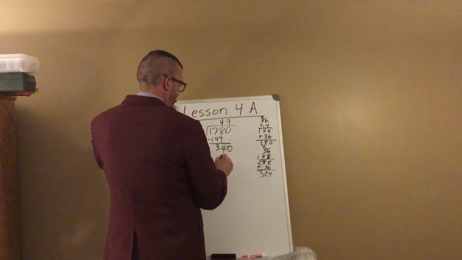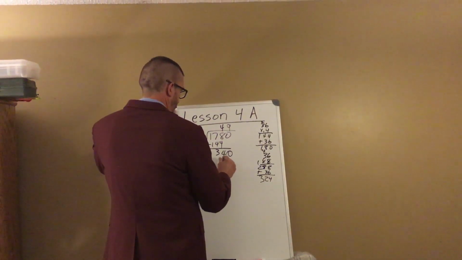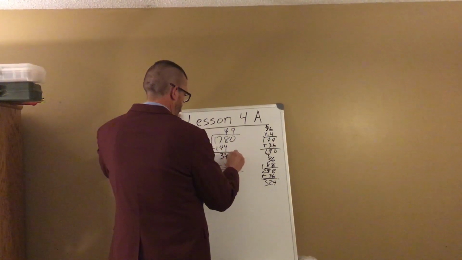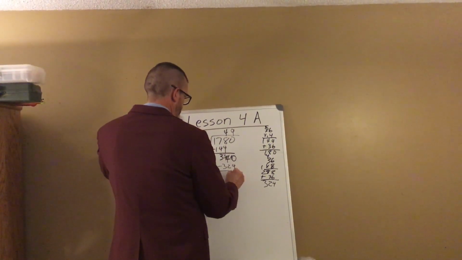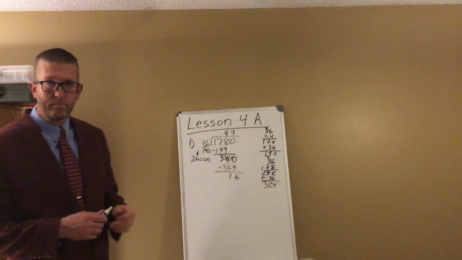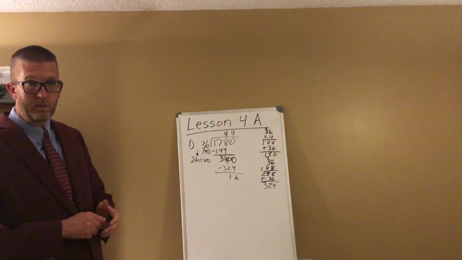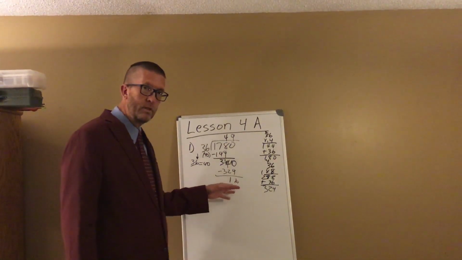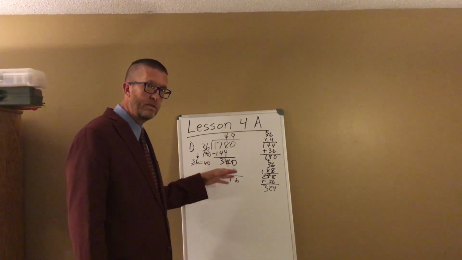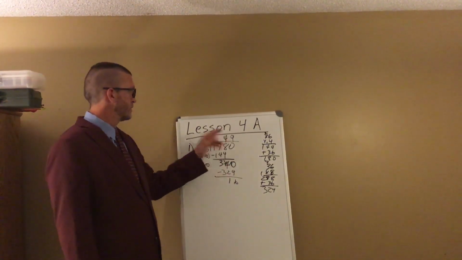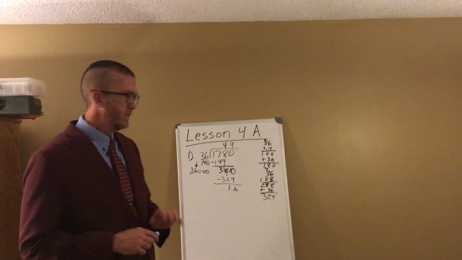9 times 36 is 324. Subtract, regroup. We get 16. What's the 16 represent? Yards? Inches? Ribbon? It absolutely represents inches. Inches, my friends. So we can get 49 ribbons out of that.